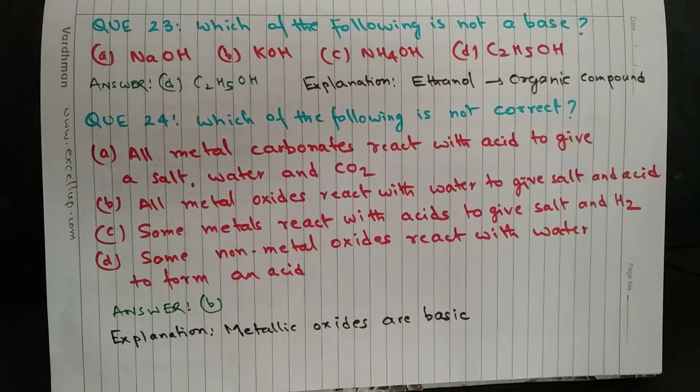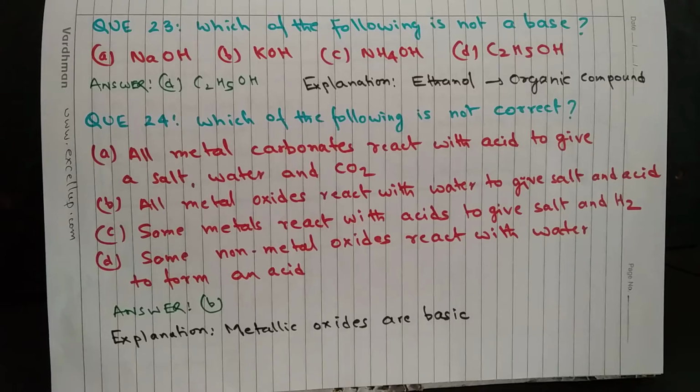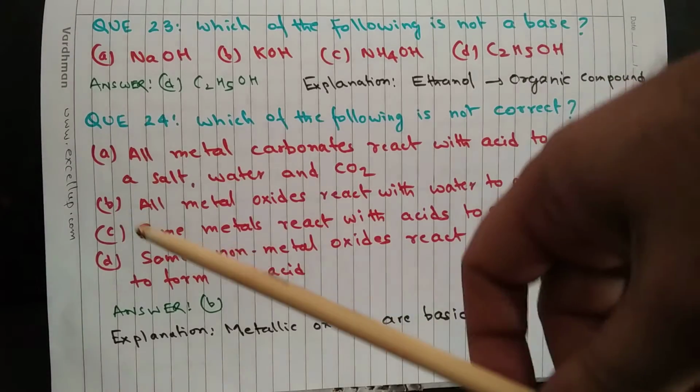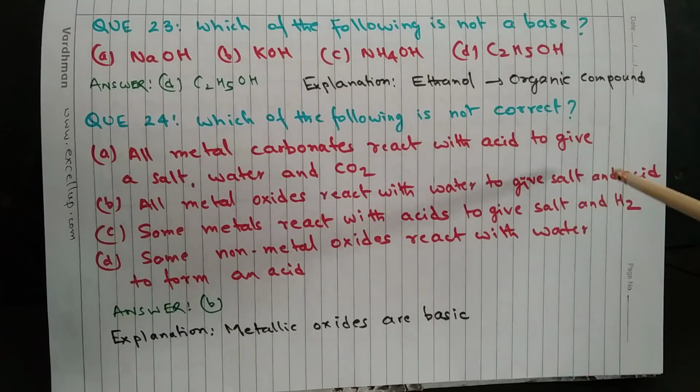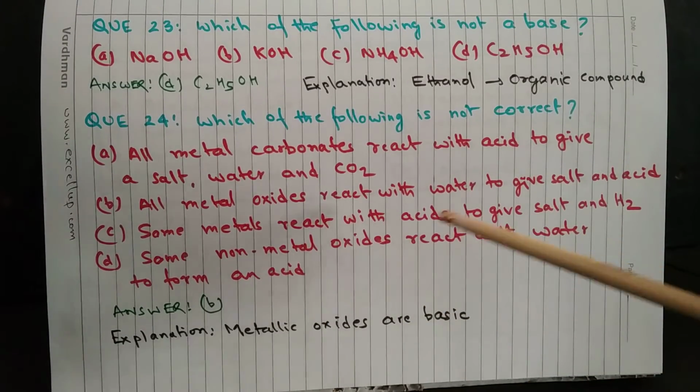Question 24. Which of the following is not correct? A. All metal carbonates react with acid to give a salt, water, and carbon dioxide. B. All metal oxides react with water to give salt and acid. C. Some metals react with acids to give salt and hydrogen. And D. Some non-metal oxides react with water to form an acid.